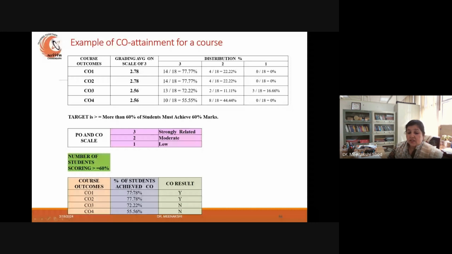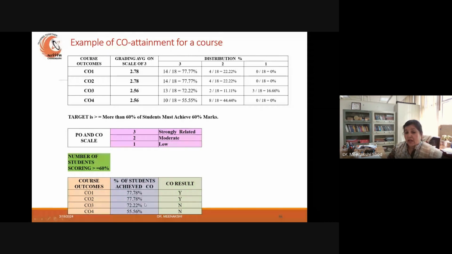Based on this, again, you can see that if it is more than 60, it means this CO1 has been attained, this is attained, but this is not attained, and this is also not attained. Okay, this should also be attained. If you set 75, then it will not be attained, or otherwise it will be attained.